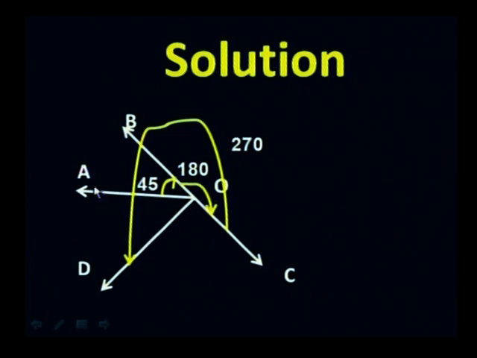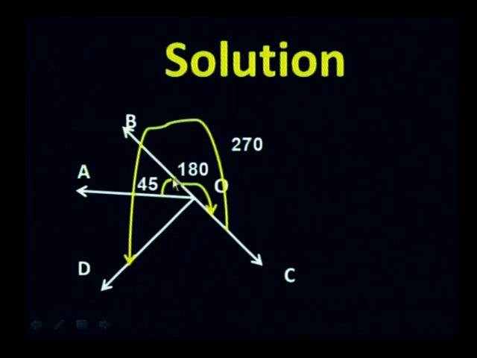Now from here, standing at O, he is facing the west direction, and he is taking an angle clockwise. From A he is moving clockwise 45 degrees. After moving 45 degrees, where is he coming? He would be facing B.